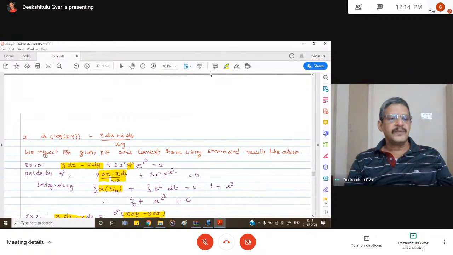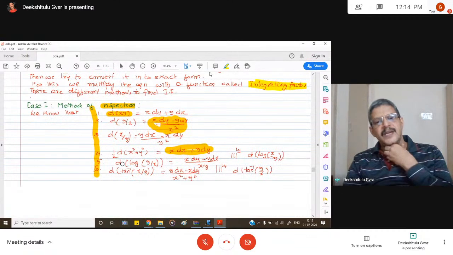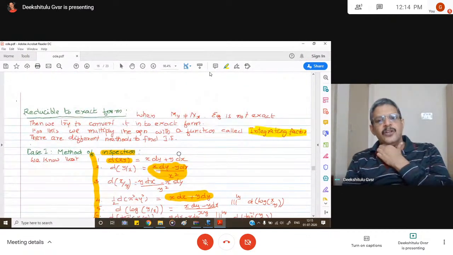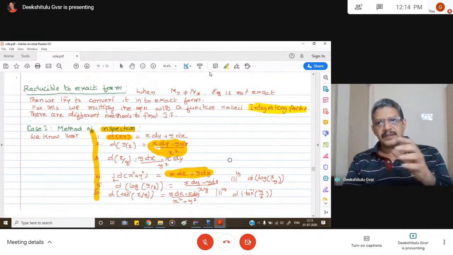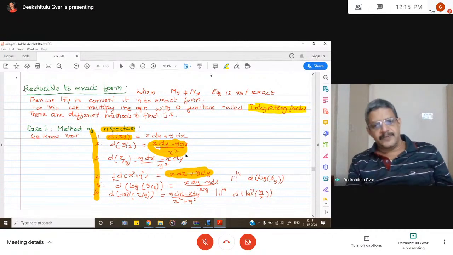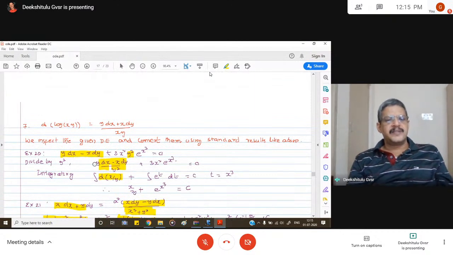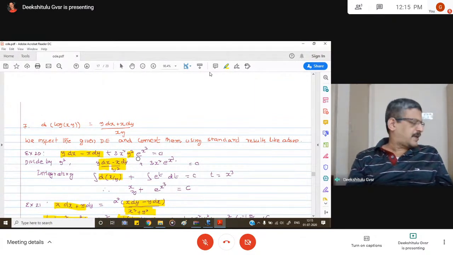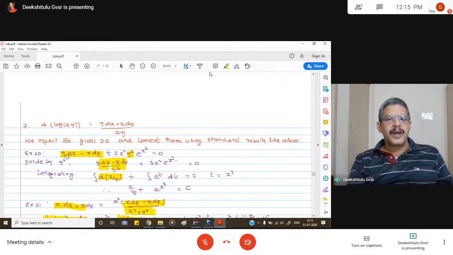Having known these standard results of differentiation, we now observe the different terms involved in the given differential equation, and whether those terms can be arranged into these formulae. That's what we do. Let us see how it happens. Take y dx minus x dy plus 3x square y square e power x cube dx equal to 0. You have a term here, y dx minus x dy.